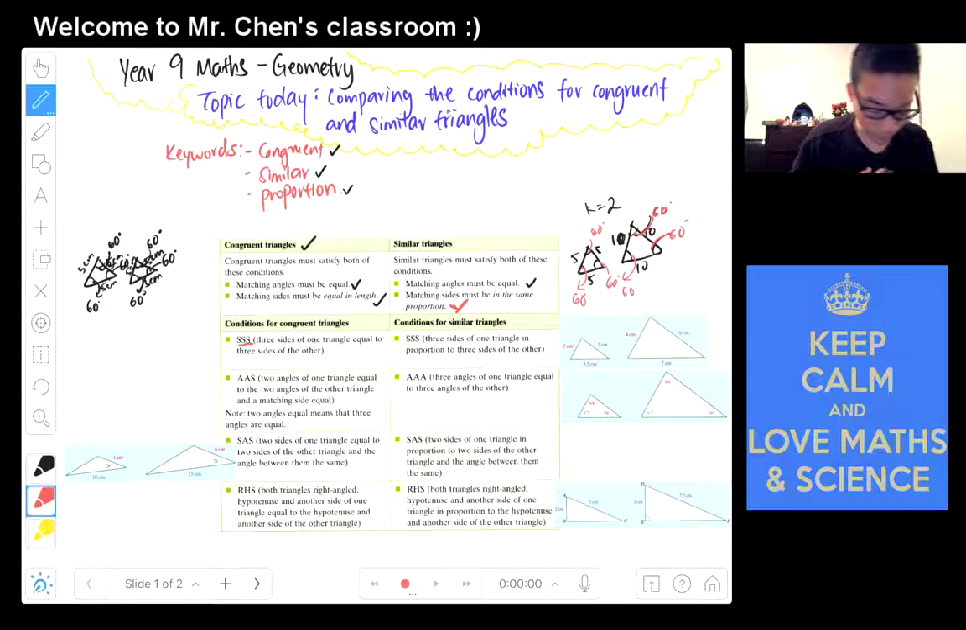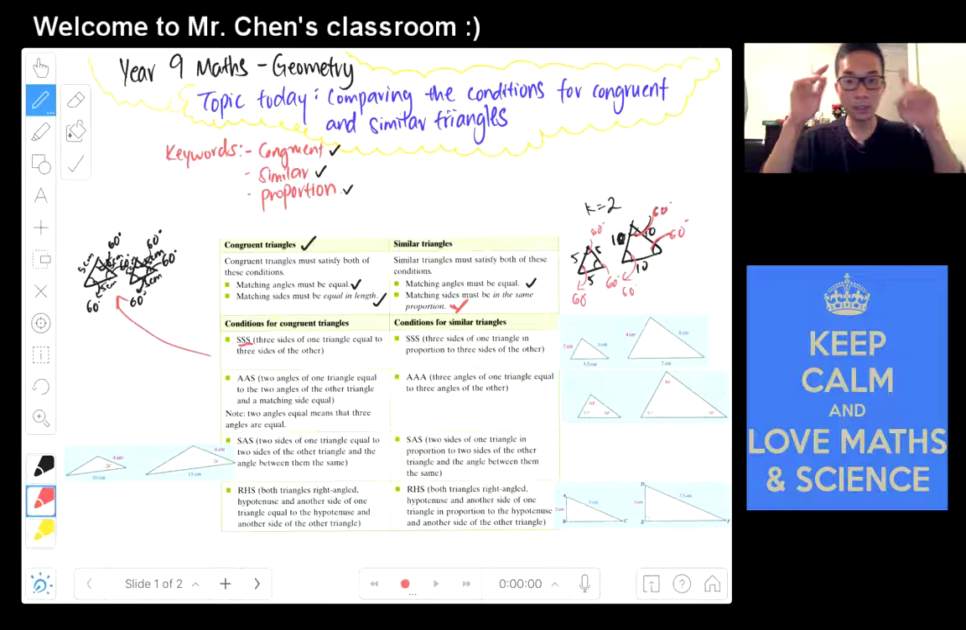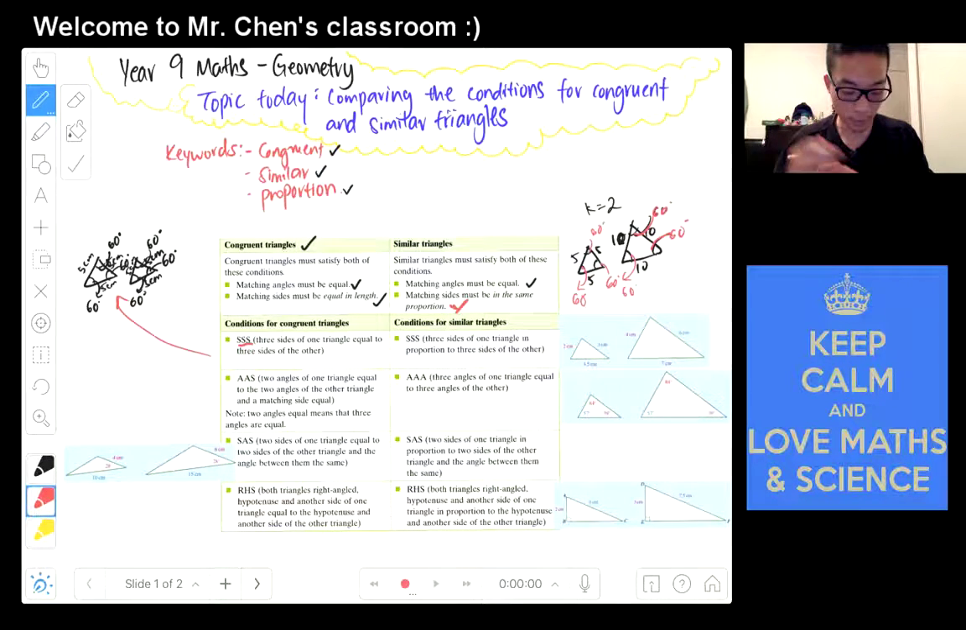Okay, so congruent means that each of the sides, there are 3 sides of a triangle, all need to be the same as the matching one on the other triangle. Each side needs to be equal. But for similar triangles, it is not the case.